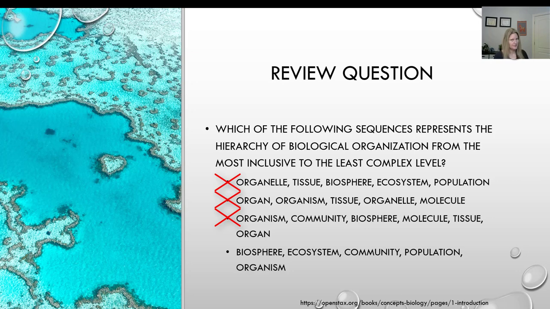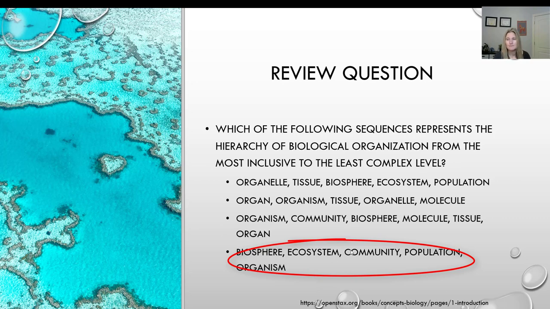So the last answer must be the correct one, right? Process of elimination. So the biosphere encompasses ecosystems. That's true. And ecosystems are made up of communities. Well, that's true. Communities are comprised of populations. Well, yeah. And populations are groups of organisms. Yeah, so that one is the correct sequence. So we have the correct sequence, and it's going from the most inclusive to the least complex. So that's the correct answer there.